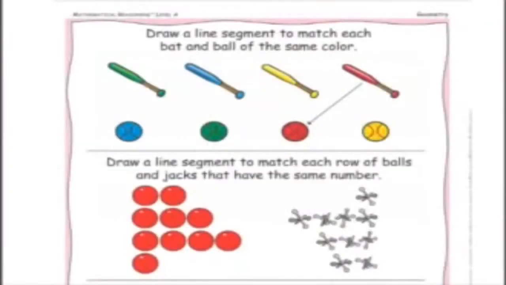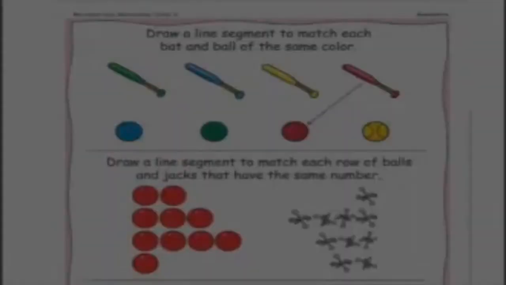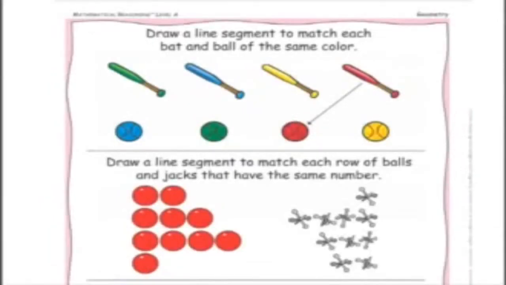The first example we have here says, draw a line segment to match each bat and ball of the same color. Now let's begin. You can see one has been done for us. The red bat, the red ball. Now let's match the yellow bat, the yellow ball.